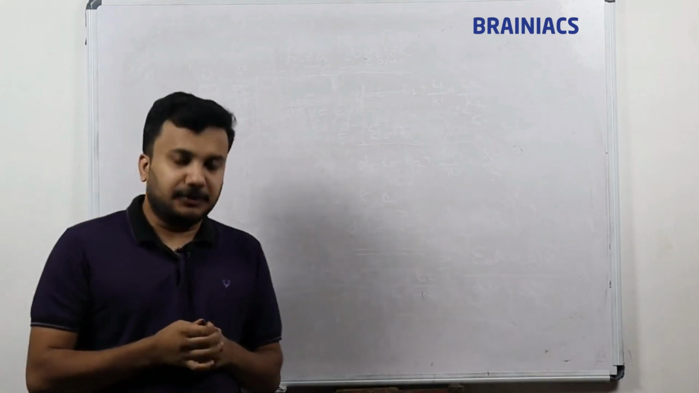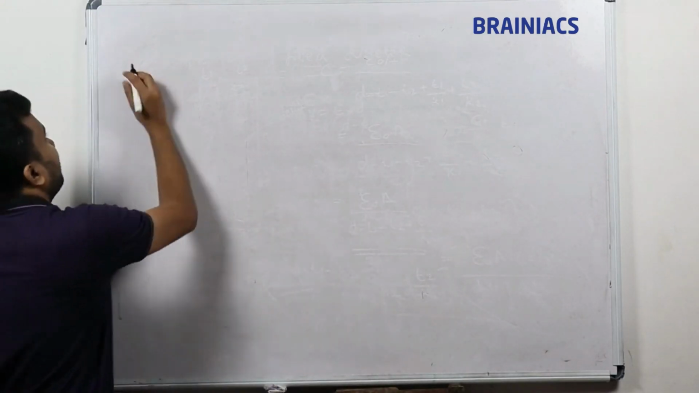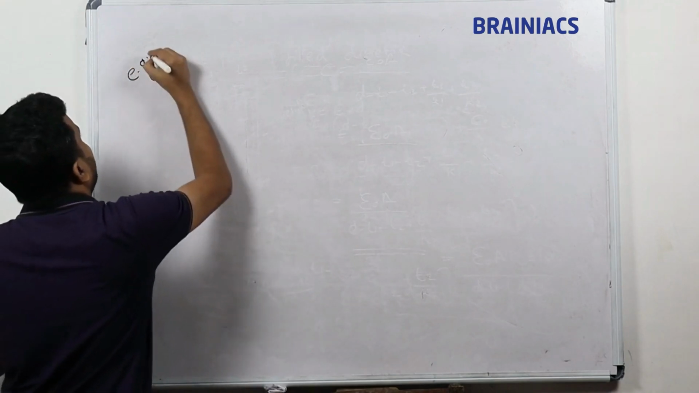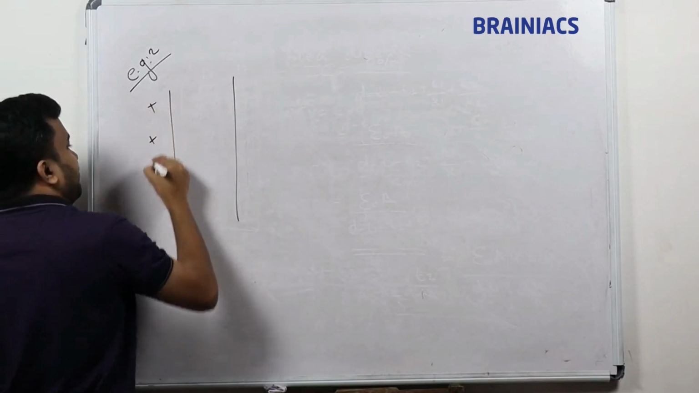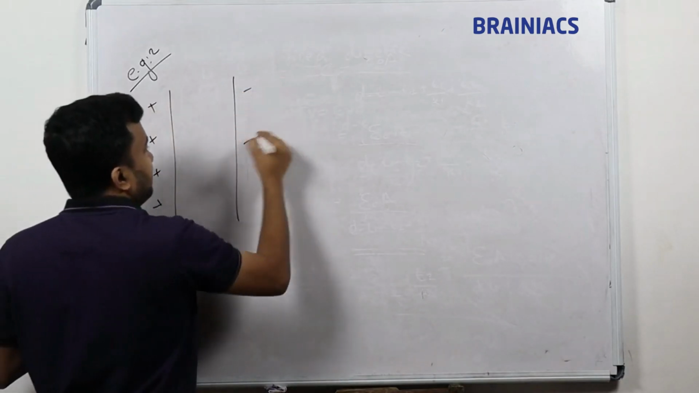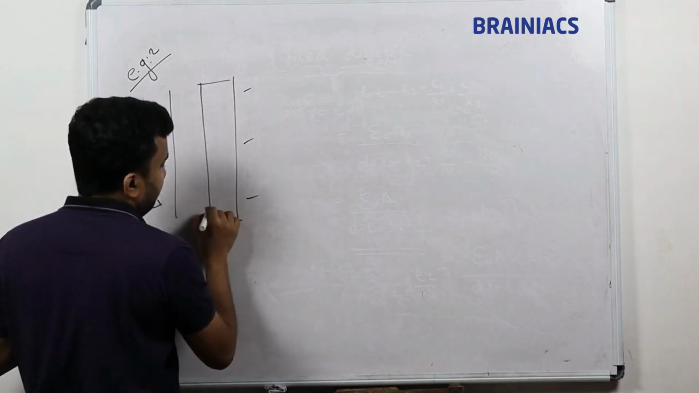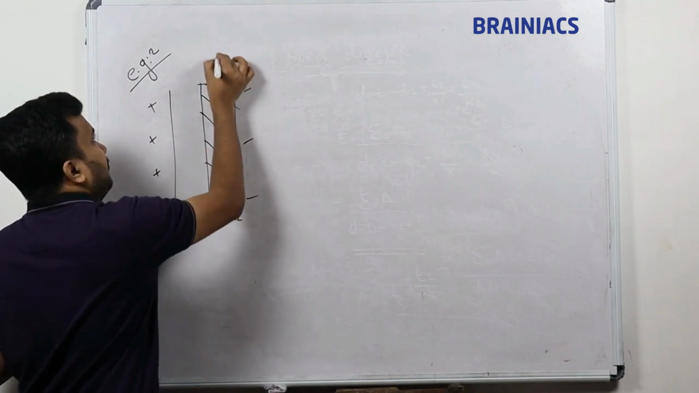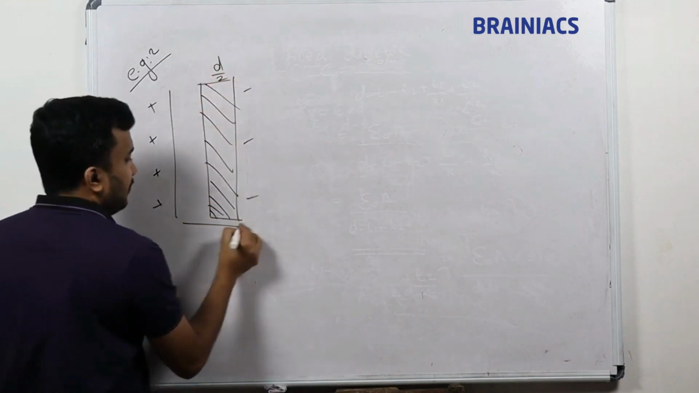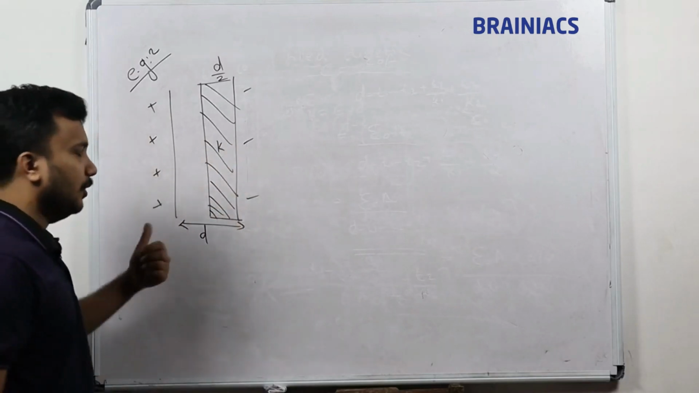Next, we'll do something else also. Okay, next example, the second example. Some other problem. Positive plates, negative plates, positive plates. I fill it with a dielectric like this. This is D by 2, area total is D. Dielectric is K. What is the capacitance? Only one dielectric.